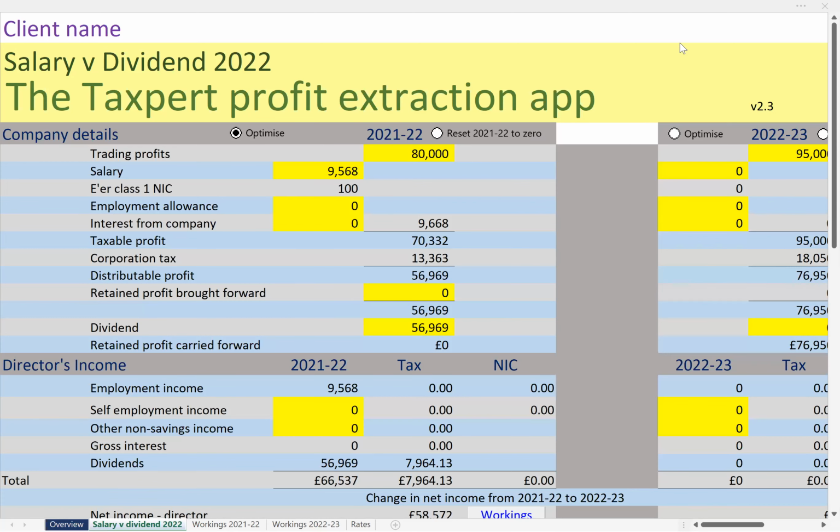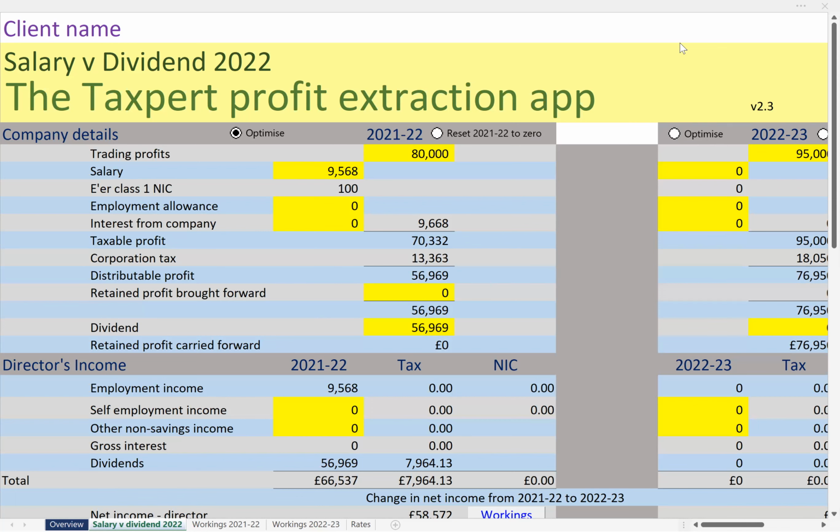The Taxpert Profit Extraction App 2022 covers 2 years, the year most recently ended, 21-22, and more significantly, the current tax year, 22-23. And the idea is that we can very easily see for each year what the optimal combination is of salary and dividends for a director shareholder, typically a one-person company who may have incorporated, possibly following the use of our incorporation app.